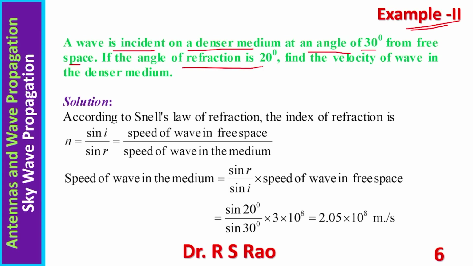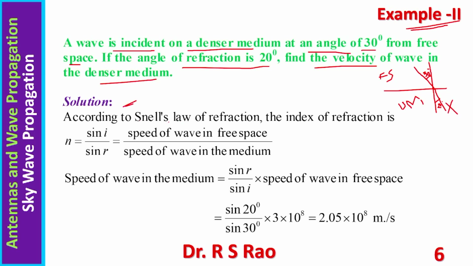If the angle of refraction is 20 degrees, find velocity of wave in the denser medium. So this is free space. This is denser medium. It is incident at an angle 30 degrees. Angle of refraction is 20. This is 20 degrees. Find velocity of wave in the denser medium. Here he wants velocity of the wave.